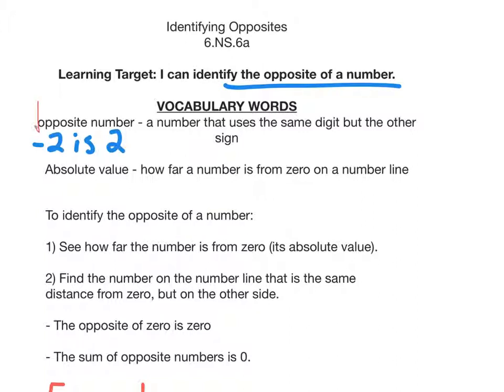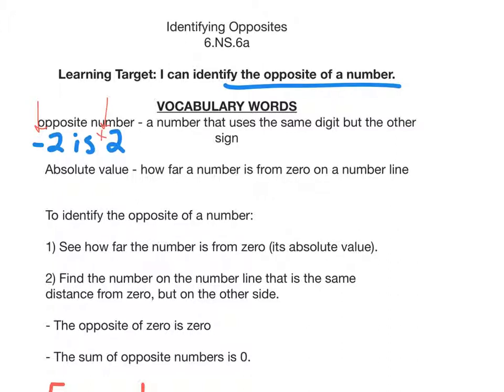So the sign on the first number is a negative. The sign on the second number is a positive, but we don't write plus. So when we talk about the other sign, we mean either positive or negative. Okay, that'll become more clear as we go, I hope.